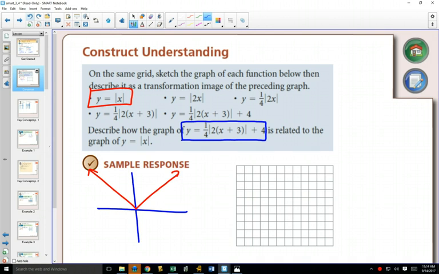Then underneath your equation, you're going to go from left to right, just like you would read, and make a little note of what each thing does. So the 1/4, that multiplies y by 1/4. The 2, that multiplies x by a half. The +3, that moves 3 to the left. And the +4 moves 4 up.